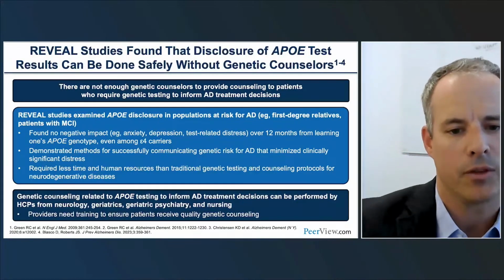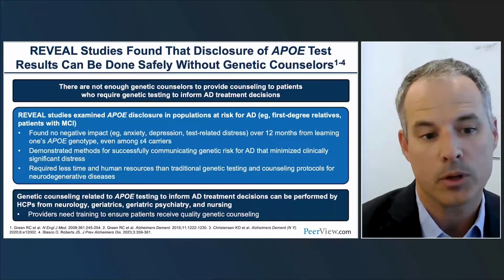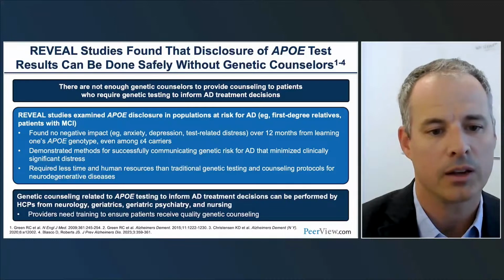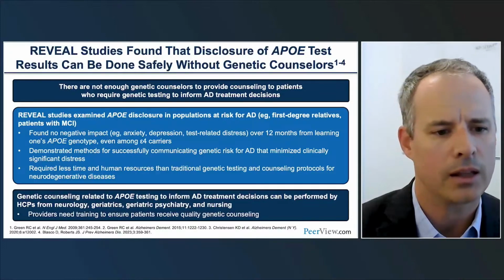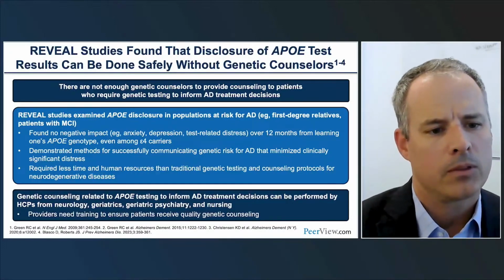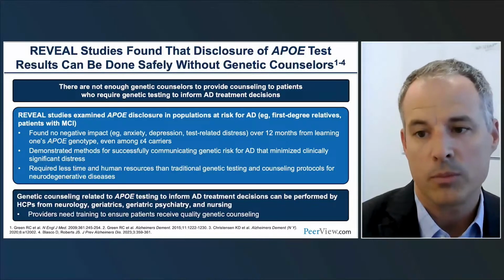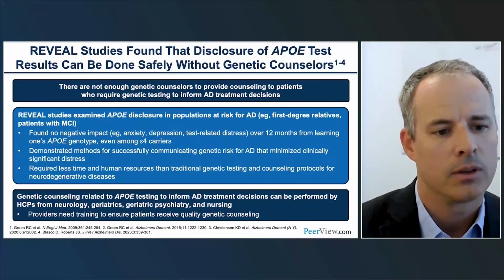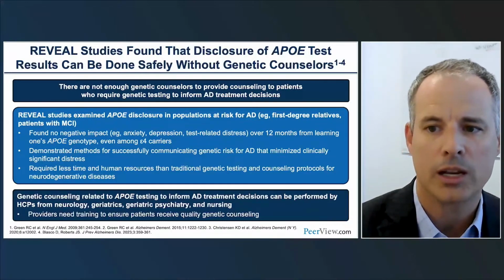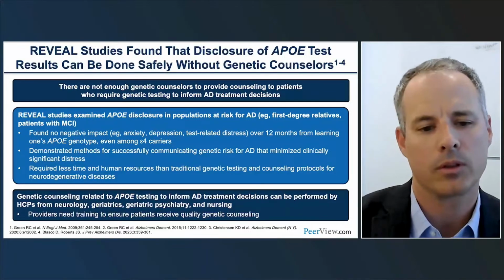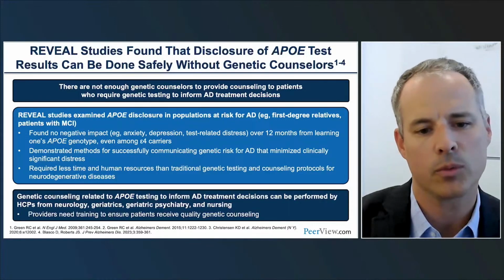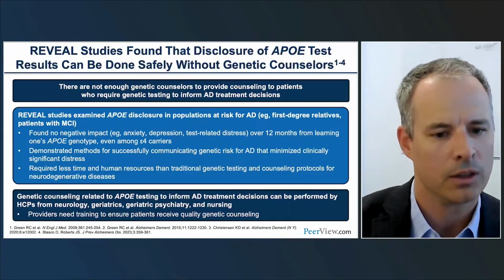And they found no negative impact over 12 months from learning one's ApoE genotype, even among people that had ApoE4, and negative impacts were defined as anxiety, depression, or test-related distress. There was no increase in things like suicidality. These studies also demonstrated some methods for communicating this information to minimize clinically significant distress. And they show that, if a genetic counselor is not required to disclose this information, then it's a really big savings of human resources and time versus traditional genetic counseling.